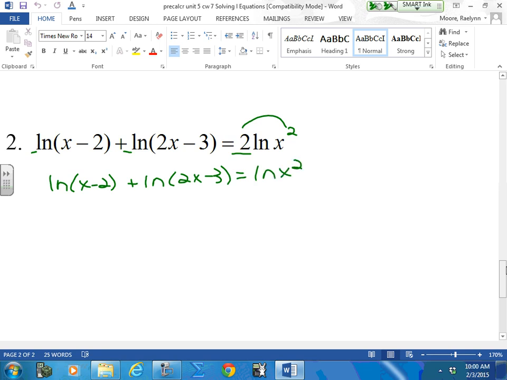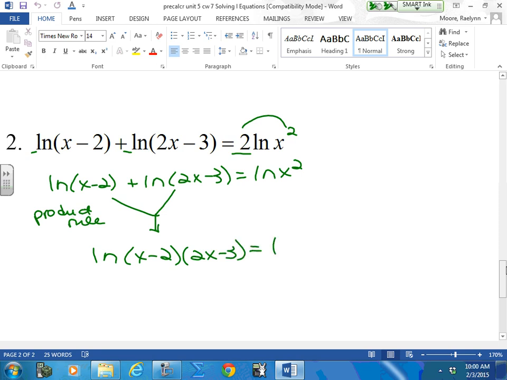Now, I can't take my logs away until I have one term equals one term. So I have to use one rule to bring this down to one statement. Multiply. When I was adding the logs, I was multiplying the arguments. So this is your product rule. You might want to go over those rules again since it was quite a while since we looked at them. Bring this down to a product. Just kind of leave it like that when we start.